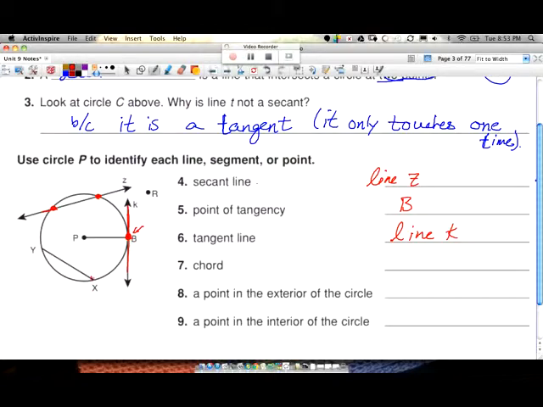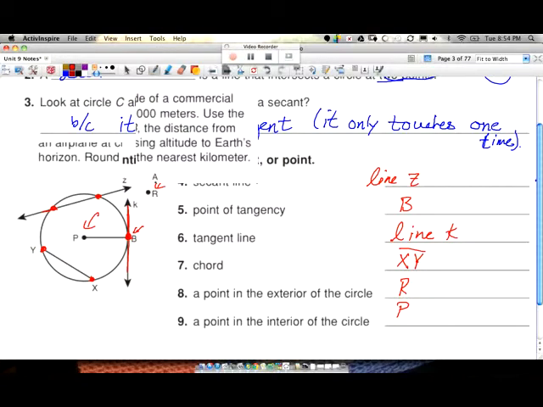A chord. A chord is like a secant, except it's a segment where it touches twice, but it's not going through like a line. It's just a segment where it has endpoints. So that would be segment XY, notated that way. A point in the exterior of the circle. This is the only point at the outside, so that'd be point R. And a point interior. Is there one? Yeah, the center, which is point P. Oh, that was a piece of cake. Just vocabulary, knowing what we're looking at.